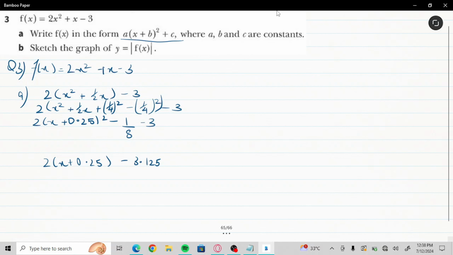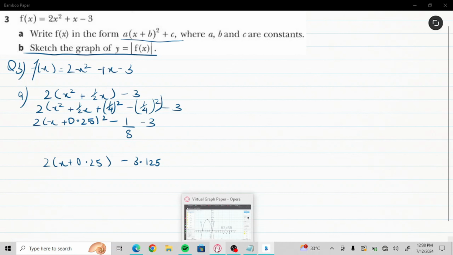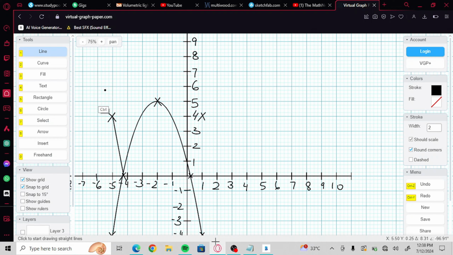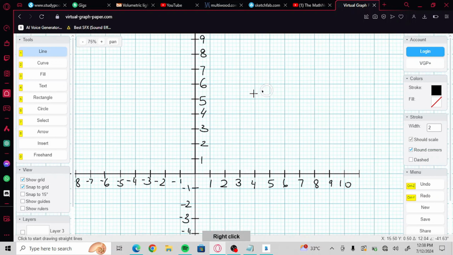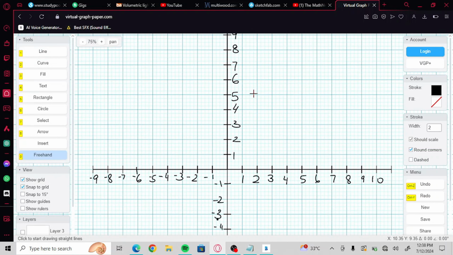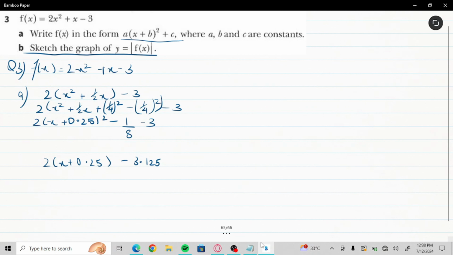Okay, so we have to draw a graph again, because they have asked us to sketch the graph of y is equal to the modulus of f(x). What I would recommend you to do is to make the graph of y is equal to f(x) first, because it's much easier to draw a reflection when you know what the object actually is, if you understand what I'm trying to tell you. So first, make the original graph. So when x is equal to 0, y is equal to, or you can say f(x) is equal to y, so y is equal to 2(0) plus 0 minus 3.